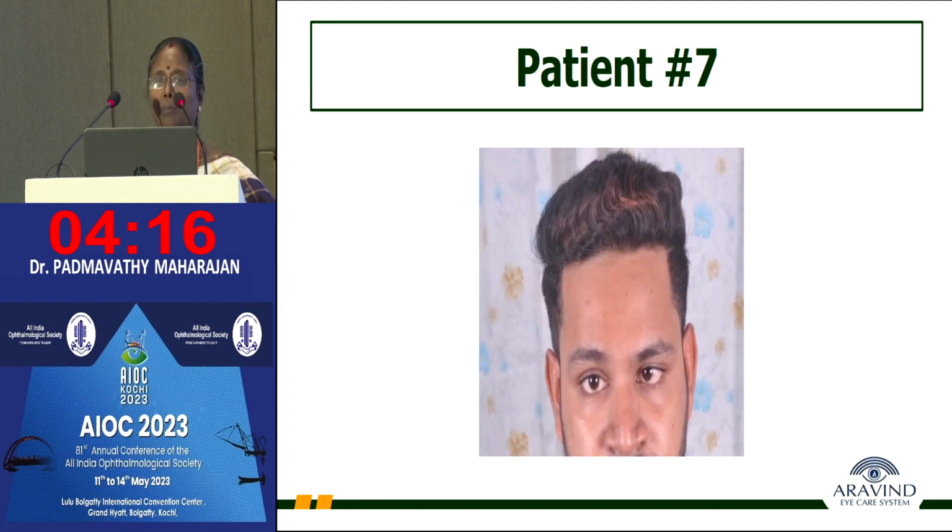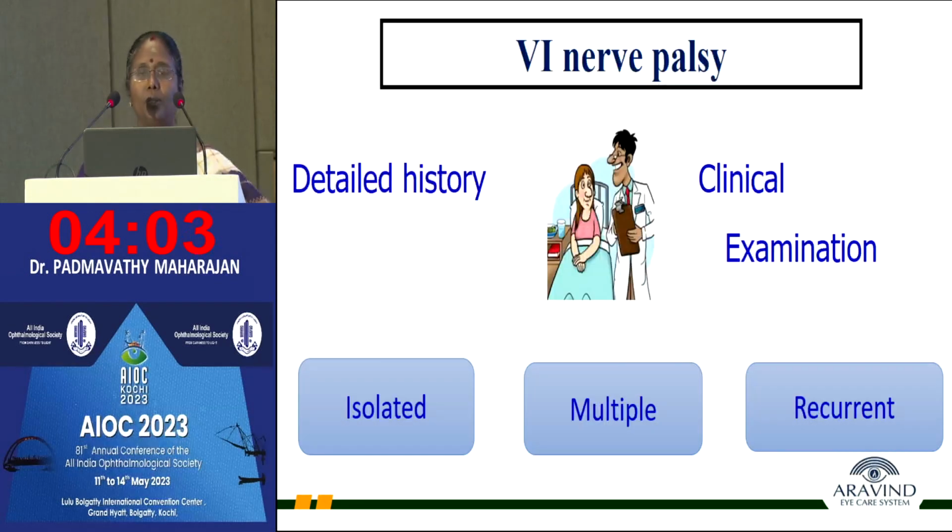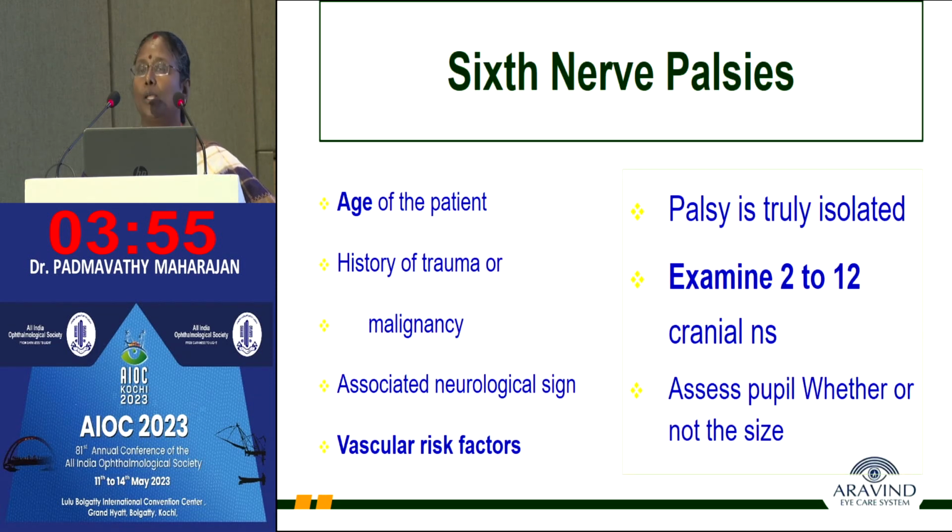The last patient was referred as a case of 6th nerve palsy, but if you see the extraocular movements, it was a clinical case of Duane's retraction syndrome. So whenever you have a 6th nerve palsy, identify whether it is isolated, multiple, or recurrent. You have to do a complete cranial nerve examination.